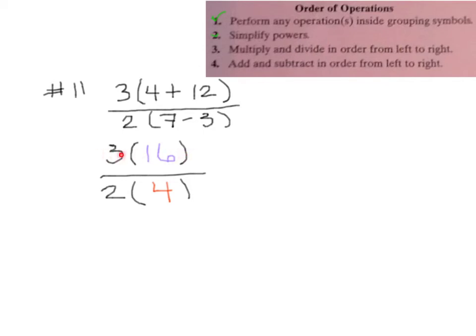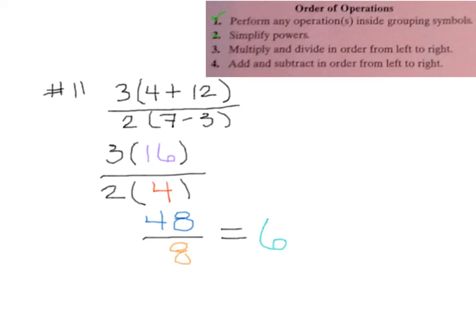So I come over here and there's some multiplication for me. I know that 3 times 16 gives me 48. Then I see another pair that needs to be multiplied. Well, 2 times 4 of course gives me 8. And now all I have left to do is to simplify that. Well, 48 divided by 8 is 6. So I'm done. And that was it, guys.